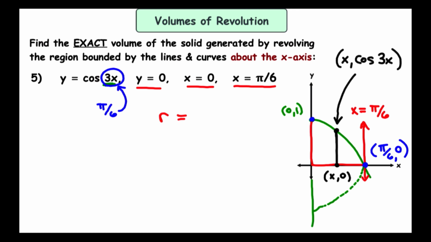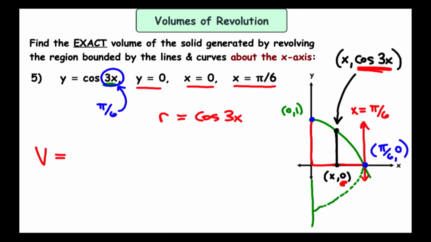So we just need a single radius, and the radius is going to be top minus bottom, which in this case is 0. So it's just going to be cosine of 3x. All right, so we can write our volume formula. Here we go.